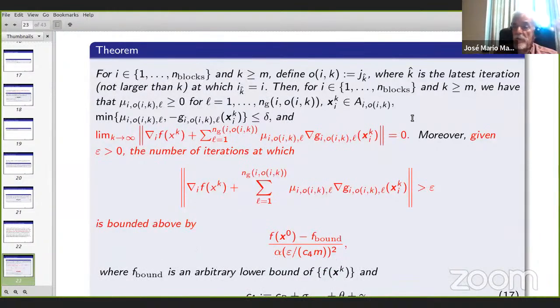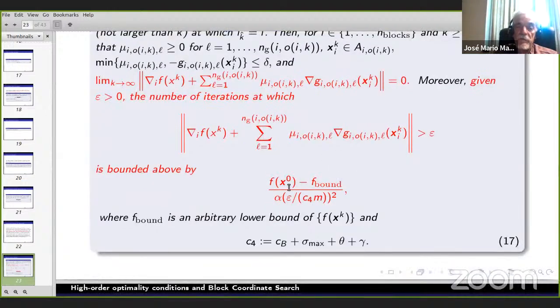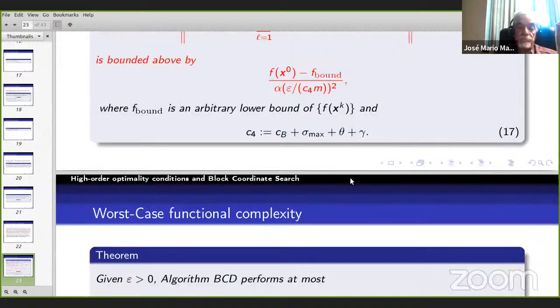What is stated here is essentially what I said in the proof. After, at most, an order of epsilon to the minus 2 iterations, I am going to find that the local KKT optimality condition tends to 0, and that the number of iterations in which the local KKT condition approximated with epsilon do not hold is bounded away by this number here. Okay, the number of iterations that I need for obtaining the approximate local KKT conditions is of the order epsilon to the minus 2.